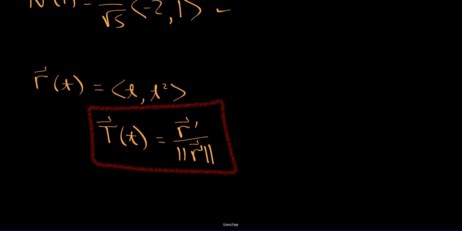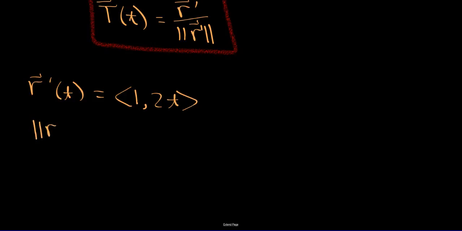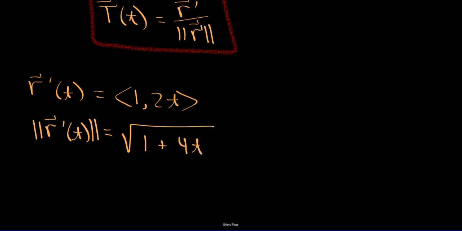One of the things that you're going to encounter when you try to find these vectors, and particularly the normal vector, is you run into a little bit of algebra. So let's just go through the process of how we find the unit tangent vector. First thing I need to do is figure out what r prime of t is. Well, it's 1, 2t. And now I want to divide that by the magnitude. So the magnitude is going to be the square root of 1 plus 4t squared.